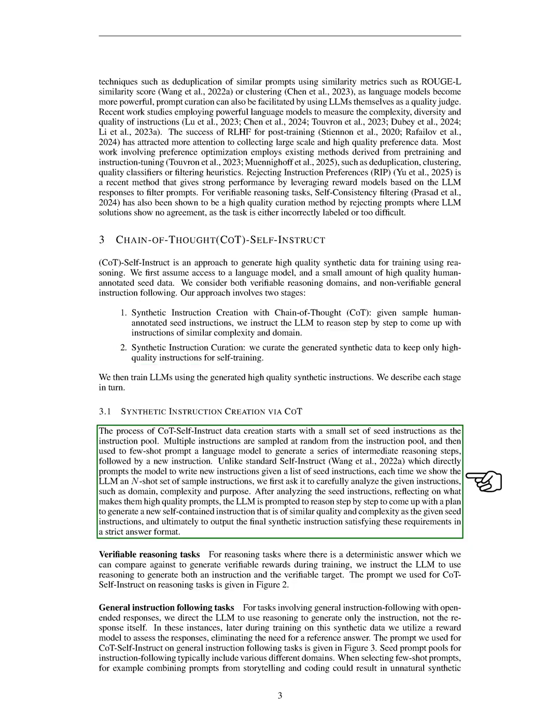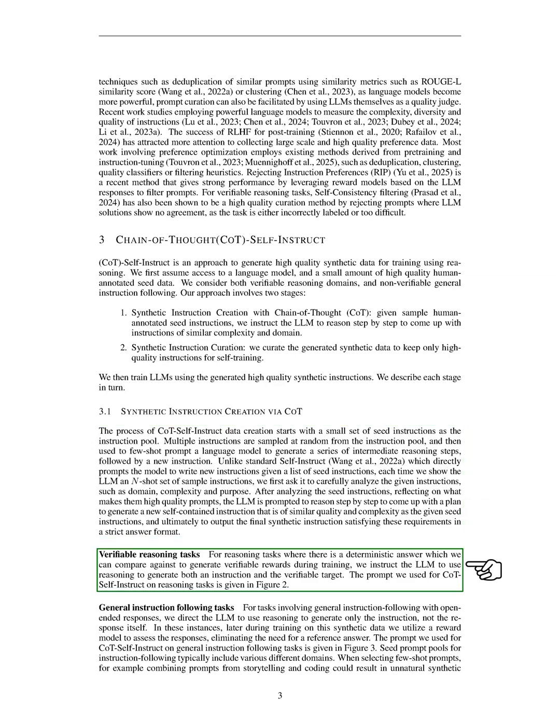In the first stage, we begin with a small pool of seed instructions. We randomly sample multiple instructions and use them to prompt the language model to generate intermediate reasoning steps, leading to a new instruction. Unlike standard methods that directly ask the model to create new instructions, we first have the model analyze the seed instructions for their domain, complexity, and purpose. After this analysis, the model reasons through a plan to produce a new instruction that matches the quality and complexity of the seed instructions.